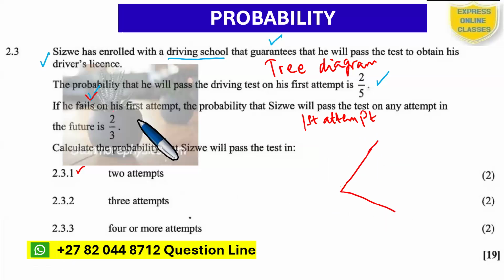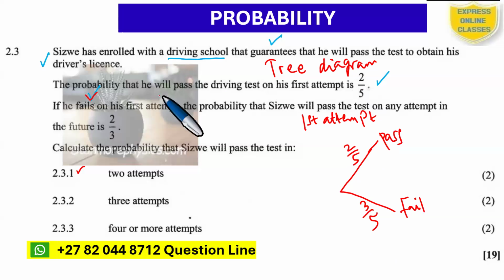On his first attempt, it is either a pass or a fail. The probability that he will pass the driving test on his first attempt is 2 out of 5. But now, the probability of failing is 3 out of 5, because if you add this and that, you must get 1. That is the total probability.